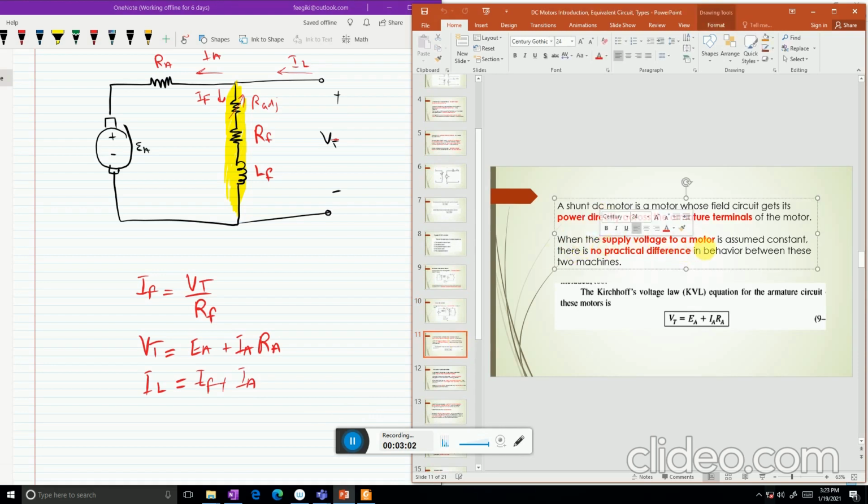When the supply voltage to a motor is assumed constant, there is no practical difference in behavior between these two machines, between a separately excited DC machine and a shunt DC machine. Their Kirchhoff voltage law is also the same.